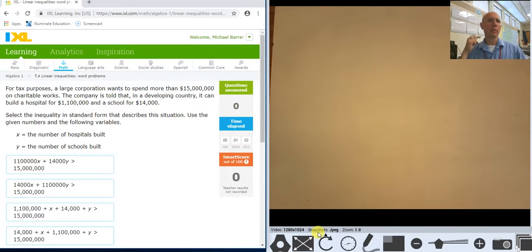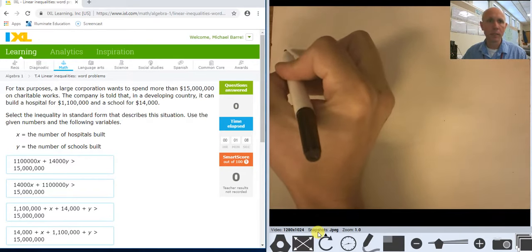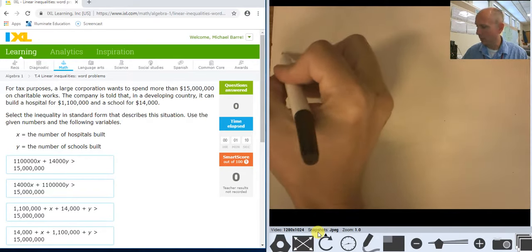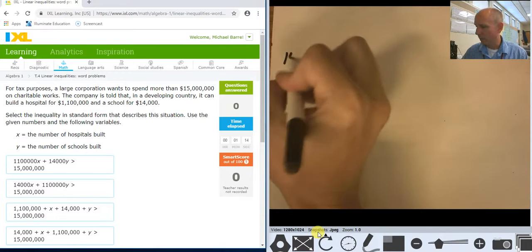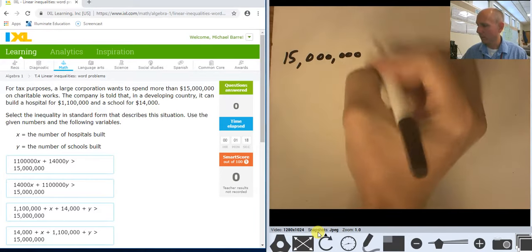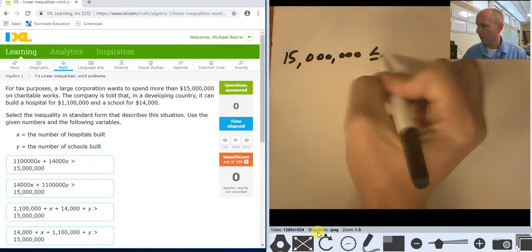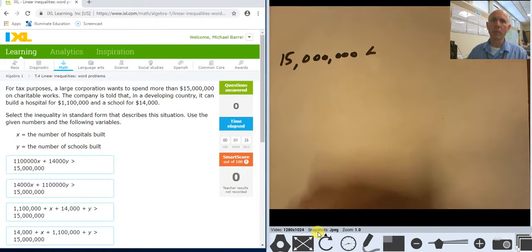So for tax purposes, a large corporation wants to spend more than $15 million. Right, that's a million. So it's more than, there it is. I've got to spend more than that much.